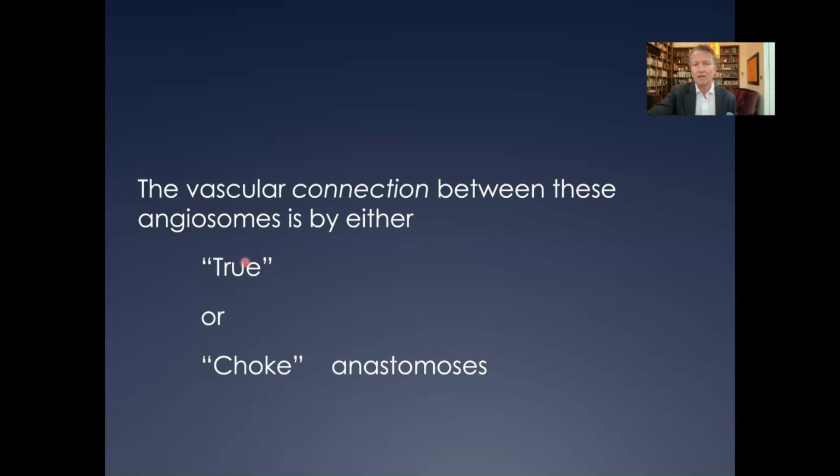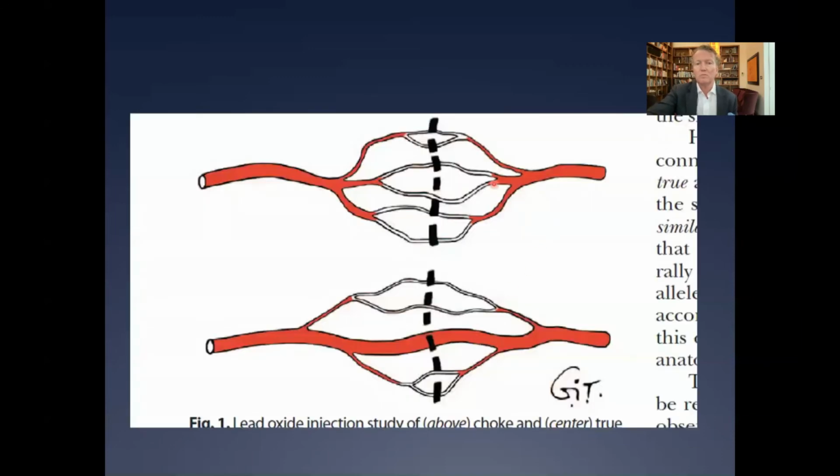It can either be by a true anastomosis or by a choke anastomosis. So the top vessel here would be an example of a choke anastomosis. By that I mean that the two perforating arteries or angiosomes are interconnected by reduced caliber capillary-like vessels here, versus a true anastomosis. The vessels are effectively acting like a true anastomosis. That is, they don't decrease in size and truly connect the two perforating vessels as if they were one.